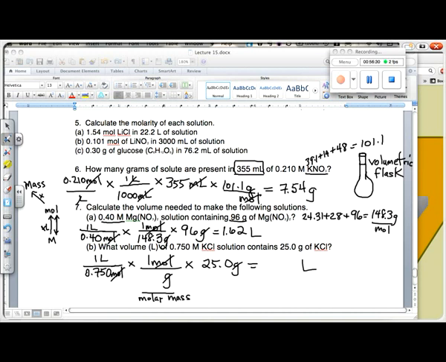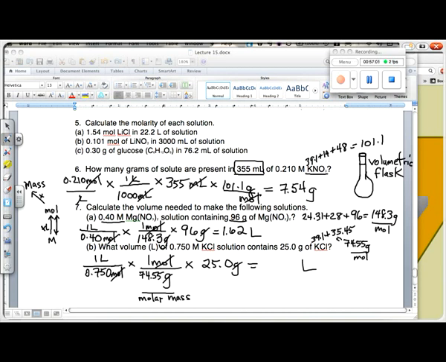So potassium is 39.1, and chlorine is 35.45. So my molar mass is 74.55 grams per mole. So I'll put that right here.